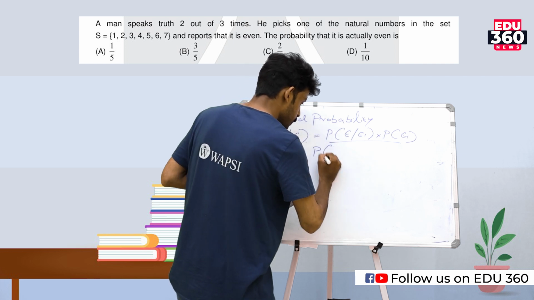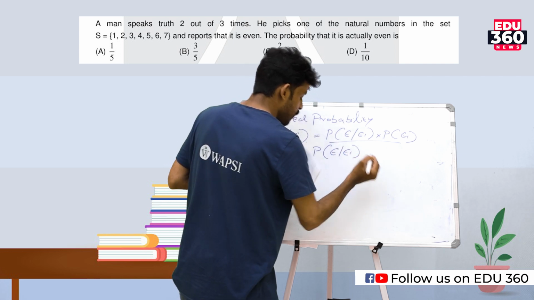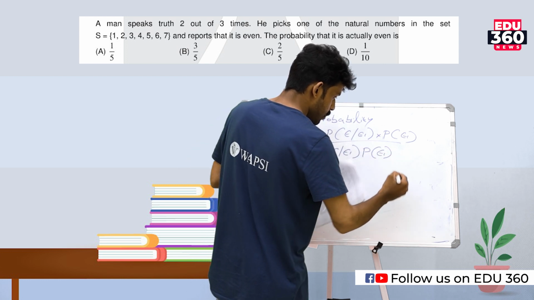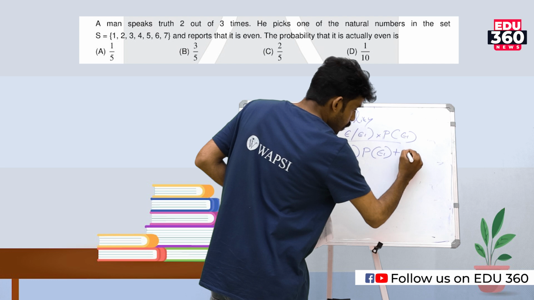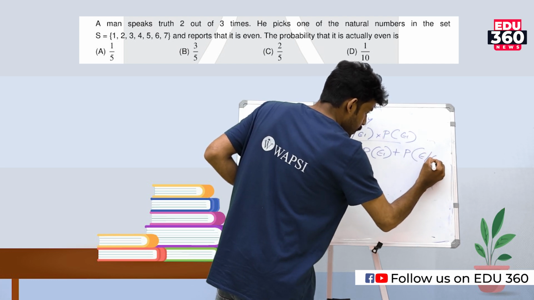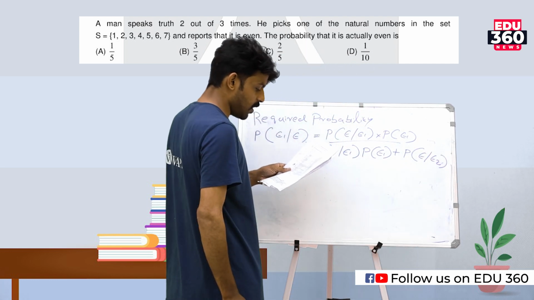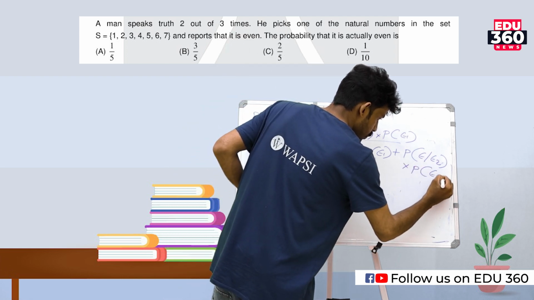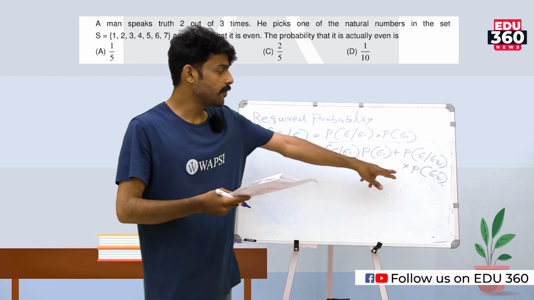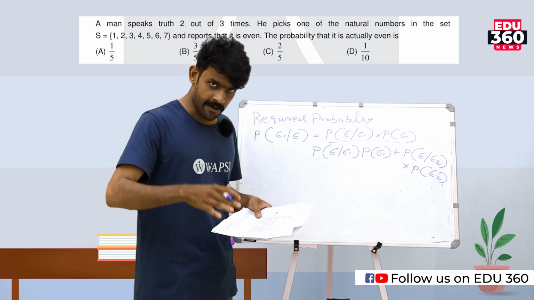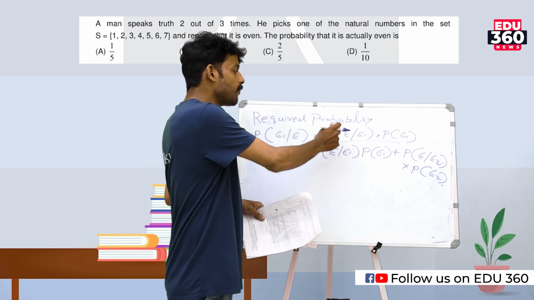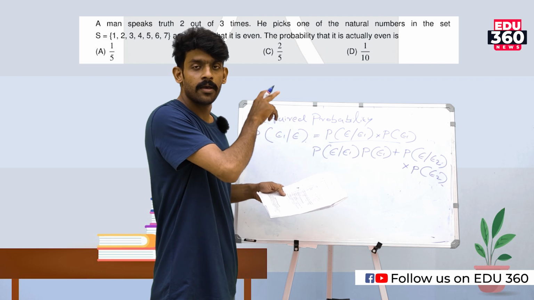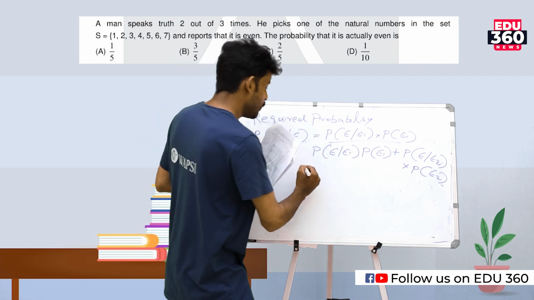P of E bar E1 into P of E1 plus P of E bar E2 into P of E2. In the next step, just substitute the values. P of E bar E1, we know the answer is 2 by 3 because we already wrote that step previously.